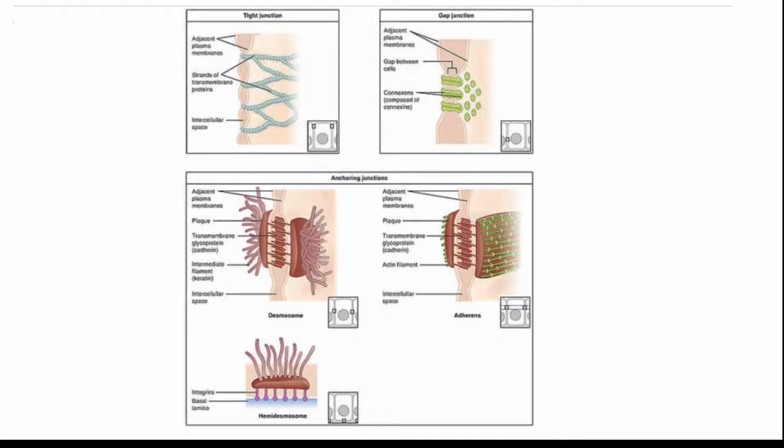The last anchoring junction I'm going to be talking about is a hemidesmosome, which is pretty similar to a desmosome, but they're actually completely different, only the names are similar.